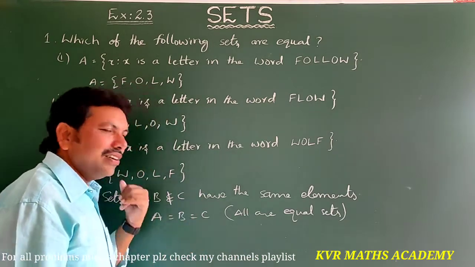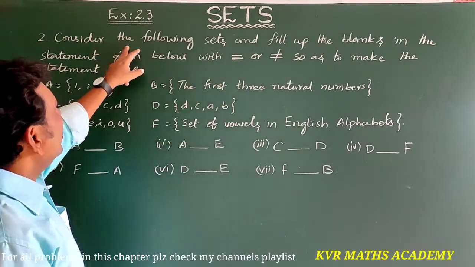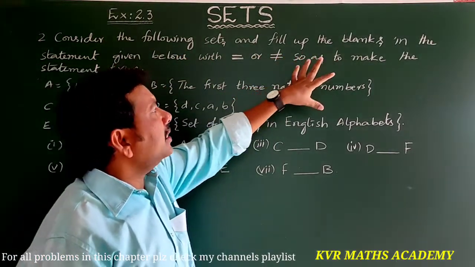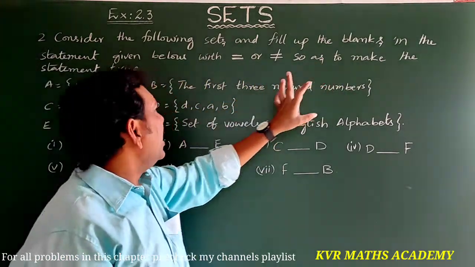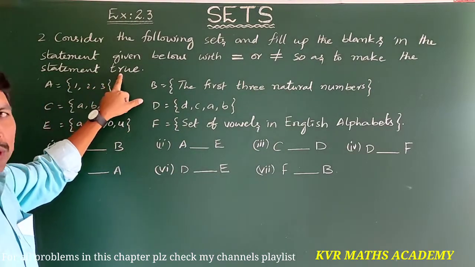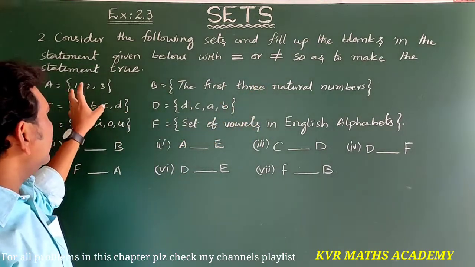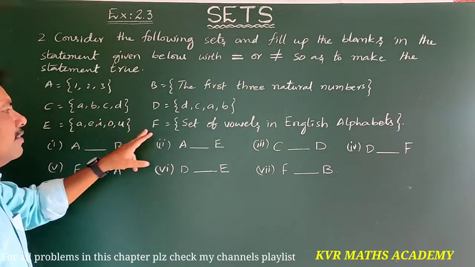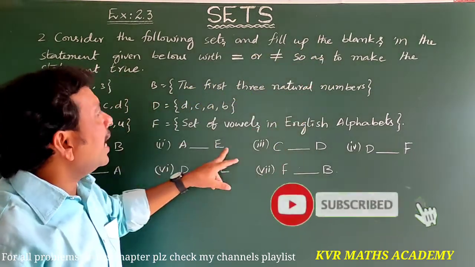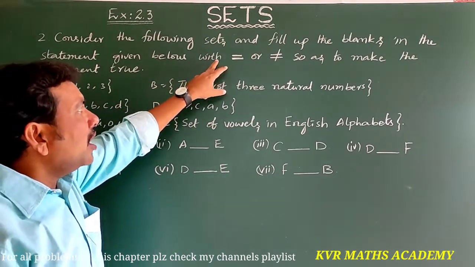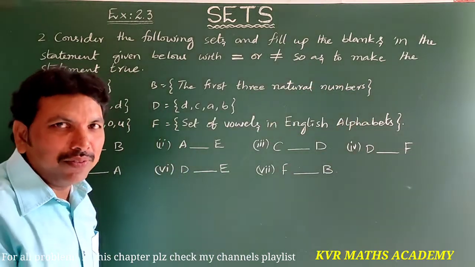Understood clearly? Next, second question. Consider the following sets and fill up the blanks in the statement given below with equal to or not equal to, so as to make the statement true. Look here. Consider the following sets, totally A, B, C, D, E, F. Six sets are given. Fill up the blanks in the statement given below with equal to or not equal to, so as to make the statement true.